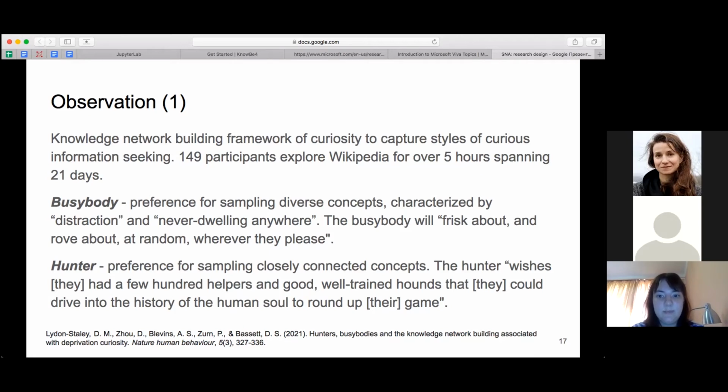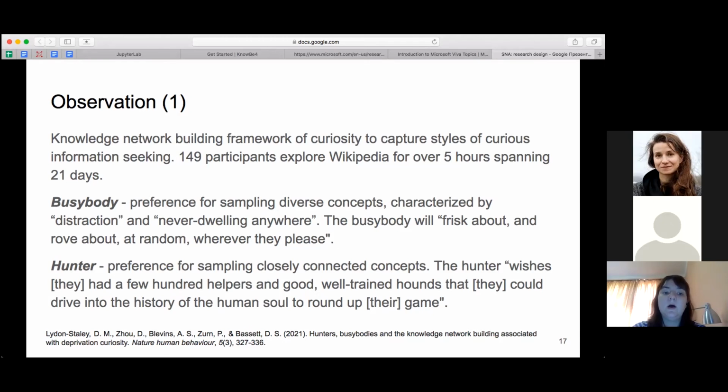In frames of this study, researchers would like to capture the curiosity styles, and they recruited 100.5 participants to explore and study the patterns of Wikipedia exploring. Researchers suggest that we build our knowledge in two different ways. Firstly, busybodies. These are individuals who prefer to sample diverse concepts characterized by distraction and never dwelling anywhere. So these individuals are searching for different and not related to each other concepts.